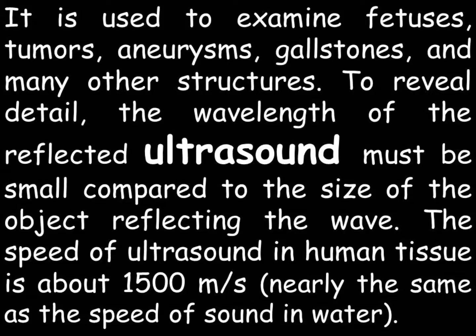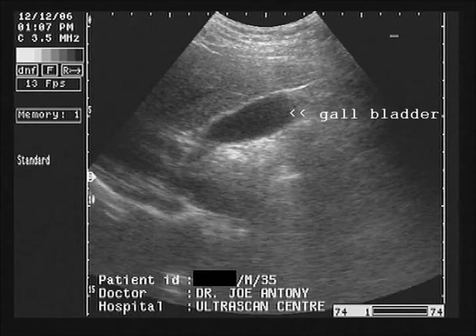To reveal detail, the wavelength of the reflected ultrasound must be small compared to the size of the object reflecting the wave. The speed of ultrasound in human tissue is about 1,500 meters per second, nearly the same as the speed of sound in water. Now remember, the speed of sound in air is approximately 330 meters per second, and that's STP, and NTP, or normal temperature and pressure, would be 340. That's generally what we take it at. It could be 344, 343.5. This is a gallbladder.